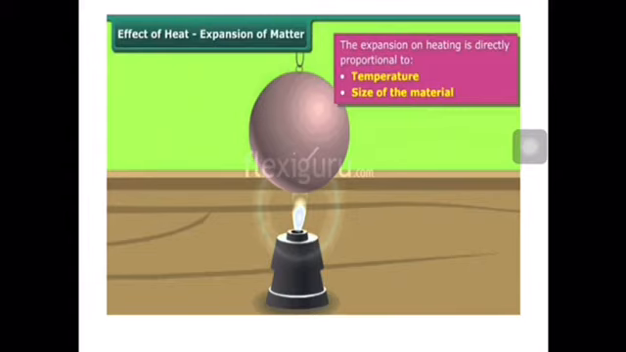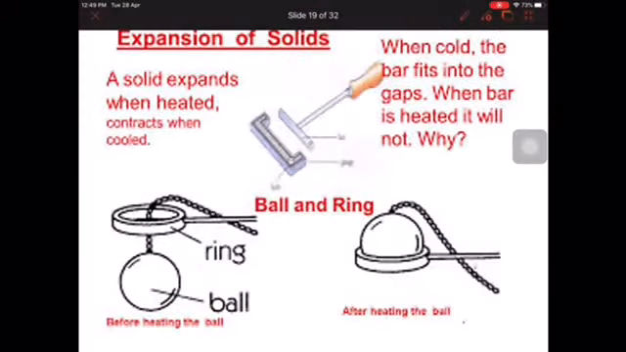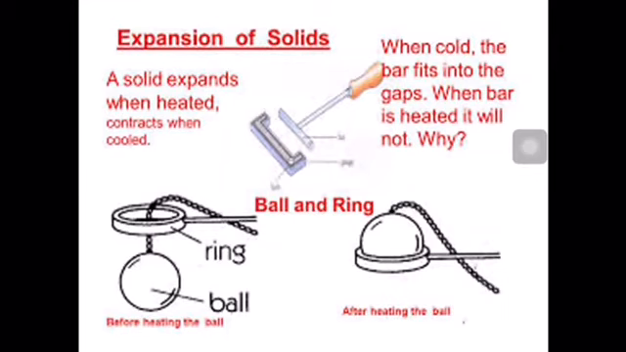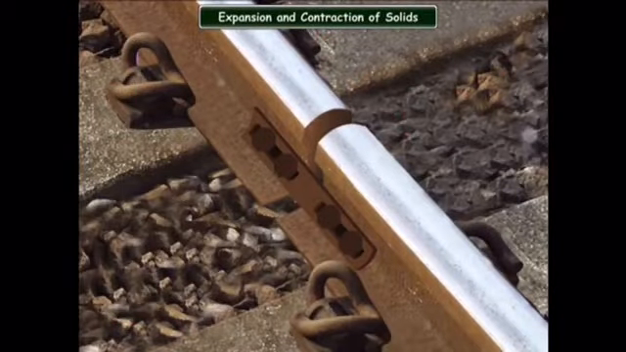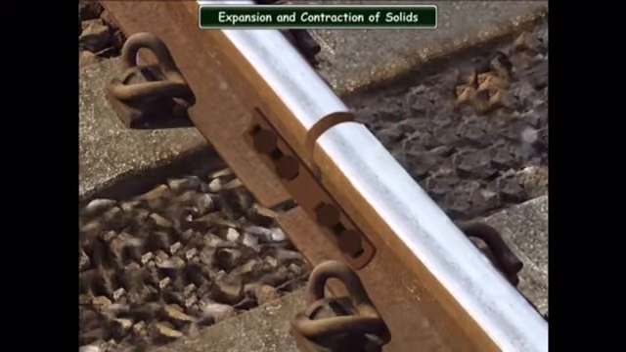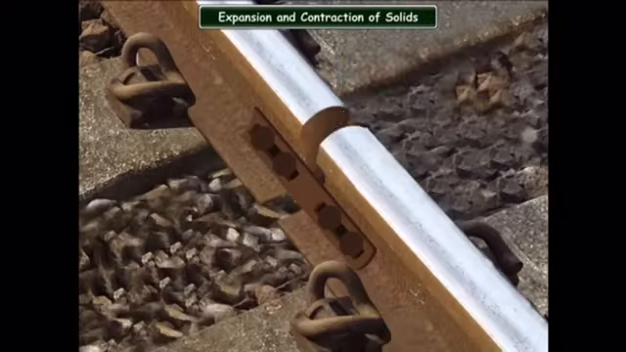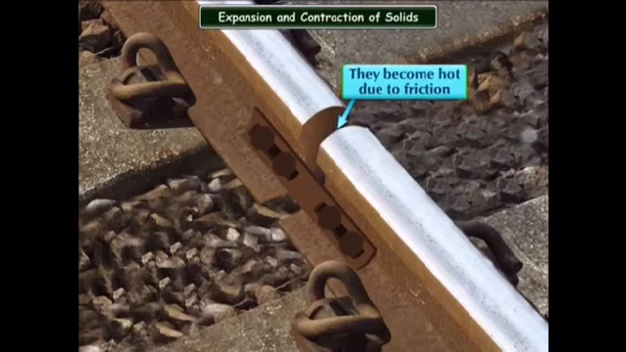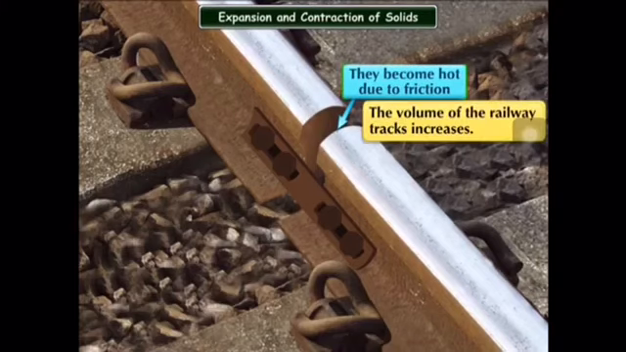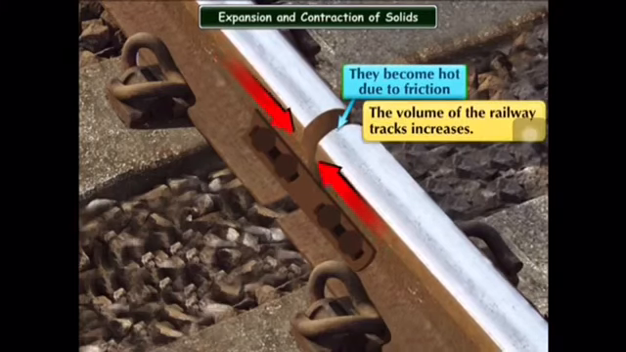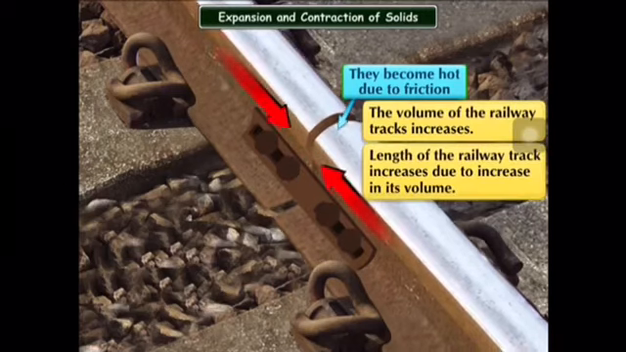All three states of matter expand when heated. The atoms themselves do not expand, but the volume they take up does. When a solid is heated, its atoms vibrate faster about their fixed points. Students, have you seen there is a gap between railway tracks? Why is it so? In summer, the expansion of the railway track occurs due to heat and also due to the friction caused by the train.